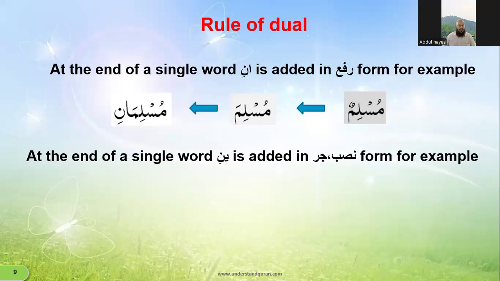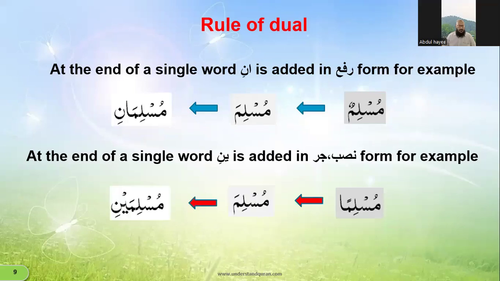What about nasb and jar? If it's nasb and jar, I will add ya noon. So it becomes muslimaini. The last letter of Muslim will have a fatha and the noon will have a kasra. This is the sign of dual. Muslimaini means the two Muslims.